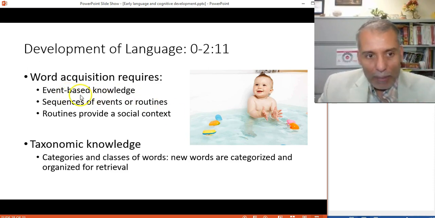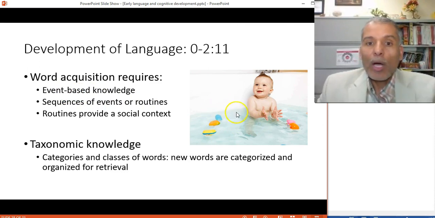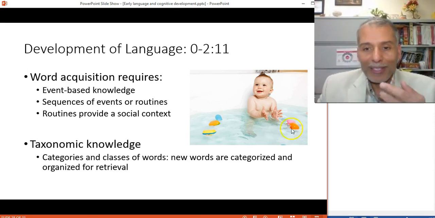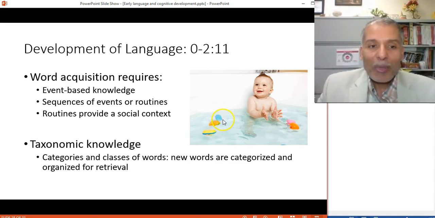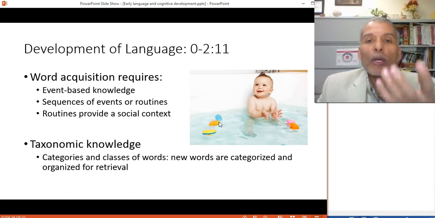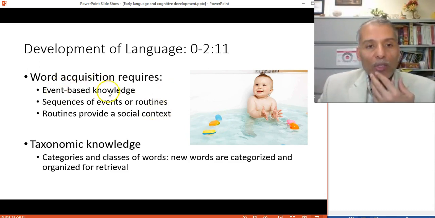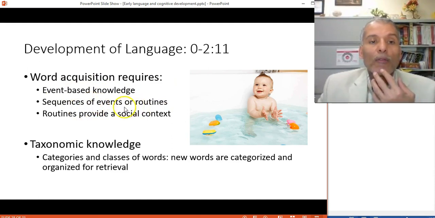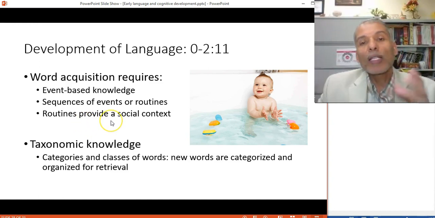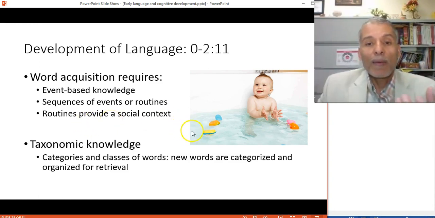Event-based means here there is a context, there's a routine. Say there's a bathtub, and you have a ducky. And then the word is used in the tub. Where is it? And it is used in this particular context, in the experience. So event-based is related to a particular event, to a particular context. So the person has to have that knowledge, the routine that they experience. Sequences of events and routines. And the routines provide a context, a social context.